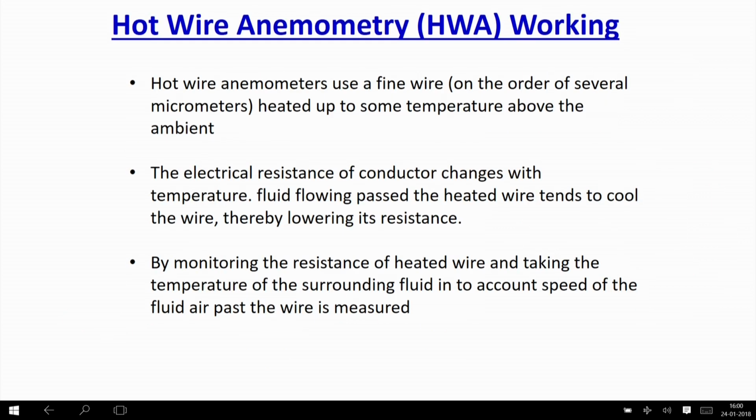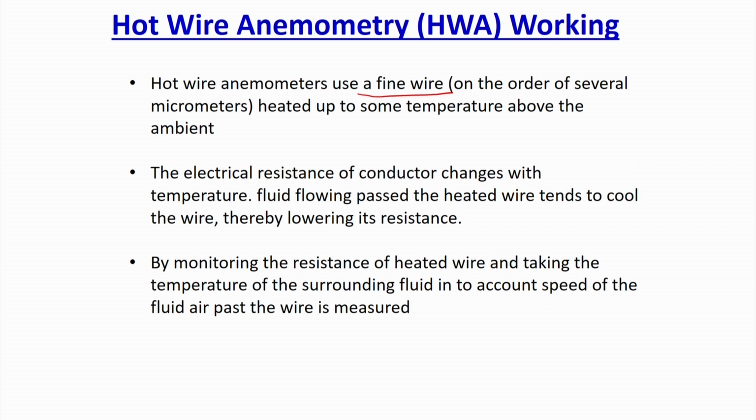Formally, the basic working principle of hot wire anemometry is that it uses a fine wire, on the order of several micrometers, actually 5 micrometer with the current state of the art, which is maintained at a particular temperature. It is heated to a temperature above the ambient temperature. The electrical resistance of the conductor changes with change in temperature, and hence the resistance of the wire also changes.